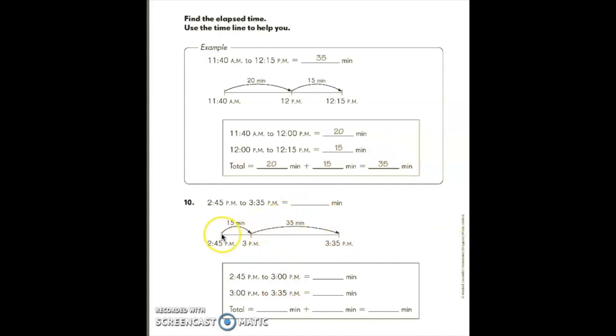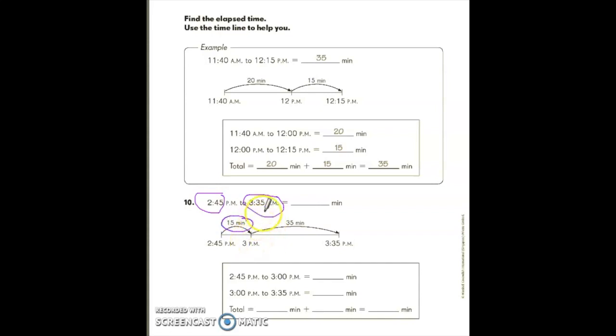I'm going to grab my pen. Over here, the start time is 2:45 and the end time is 3:35 p.m. Both are p.m. So we are going to make our timeline. We start from 2:45 and try to go to the nearest hour, which is going to be the 3 o'clock. How many minutes until we get to 3 o'clock from 2:45? It's going to take us 15 minutes.